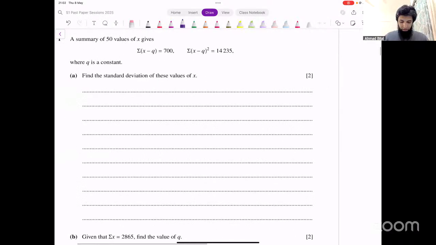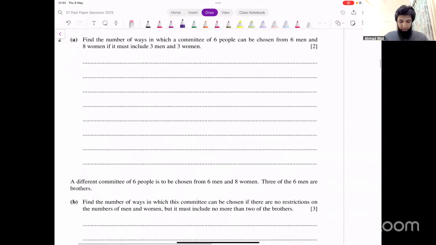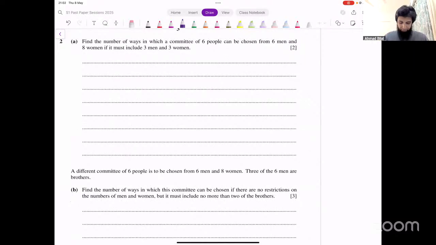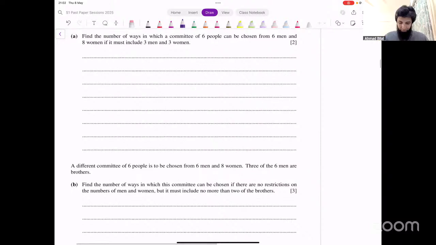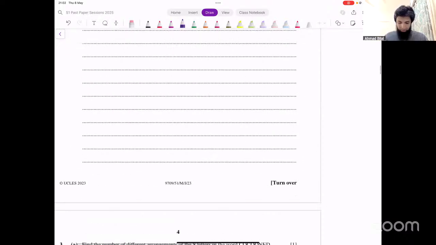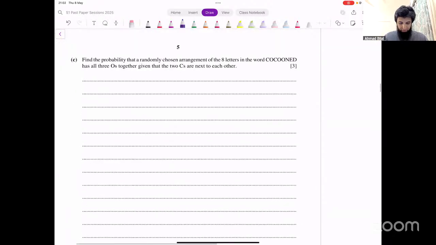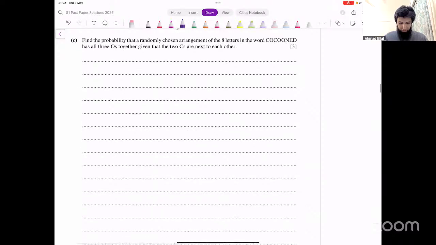Question number 1 is this linear transformation or coded data. That's straightforward if you know how to do it. Nobody has a problem with this. Looks like a relatively easier permutation combination question. Find the number of different arrangements in this word. The first is one, the last is n. Probability that all three O's are together, given that the two C's are next to each other. No one has a problem with this?